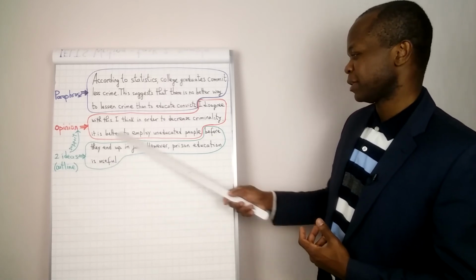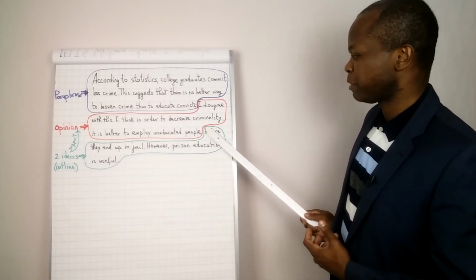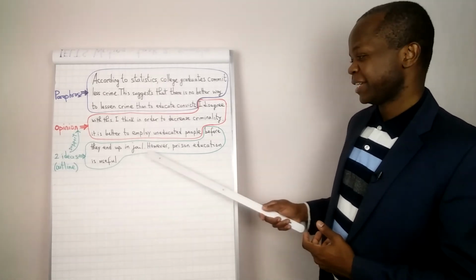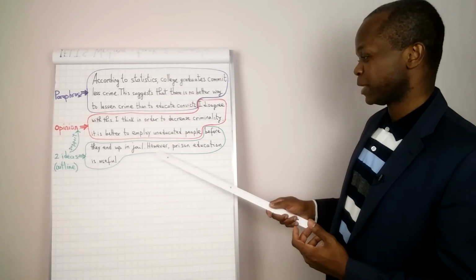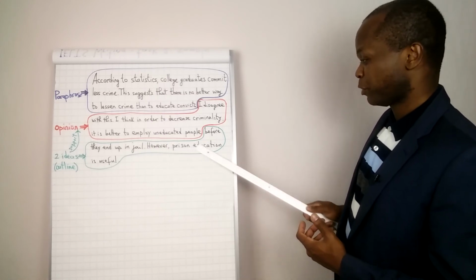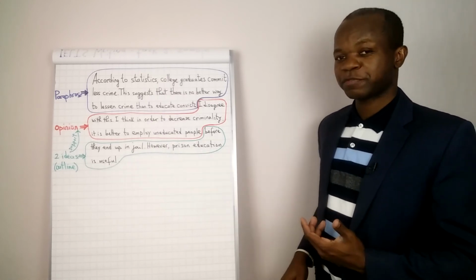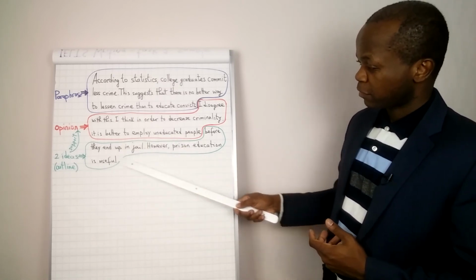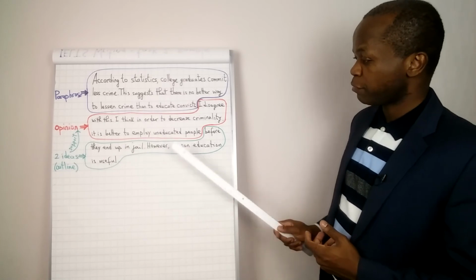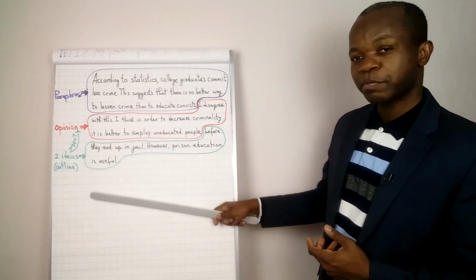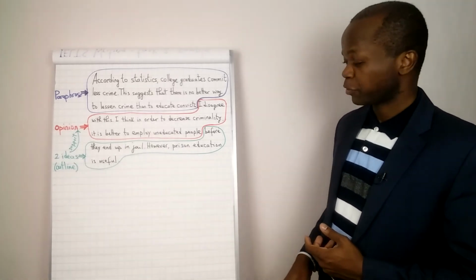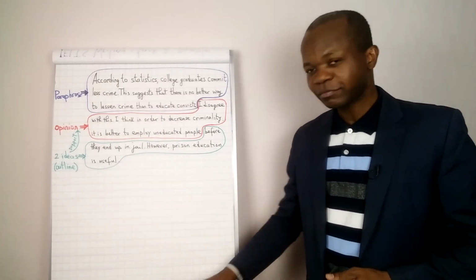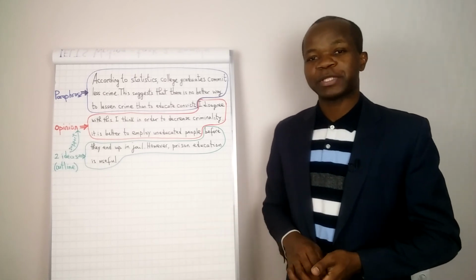The first one is, well, give them a job before they end up in jail. And the second idea is that, well, however, prison education is useful. So these two ideas will be what I will use to make up the two paragraphs of my body. So with this said, let me just recap what we did in this video.